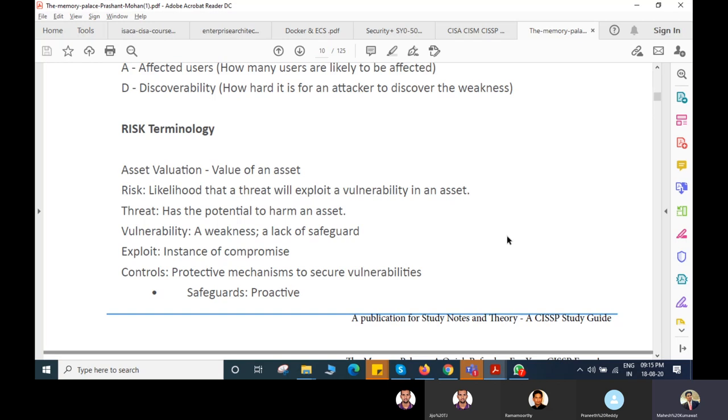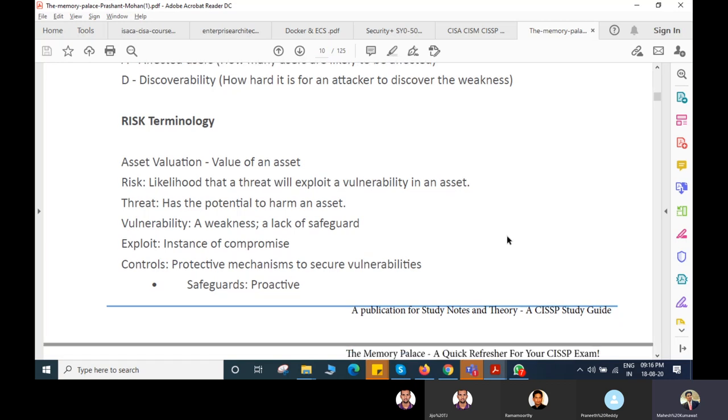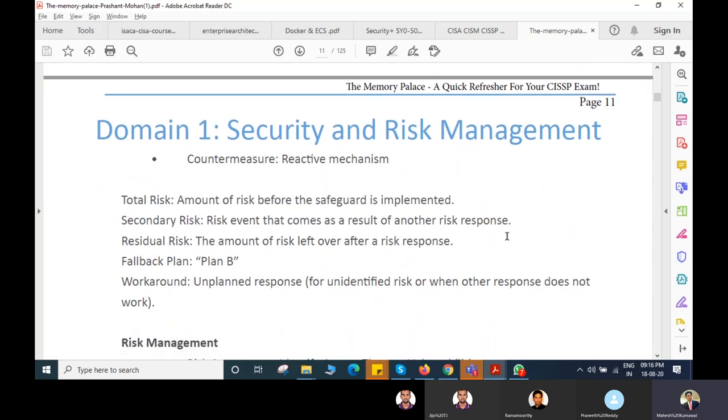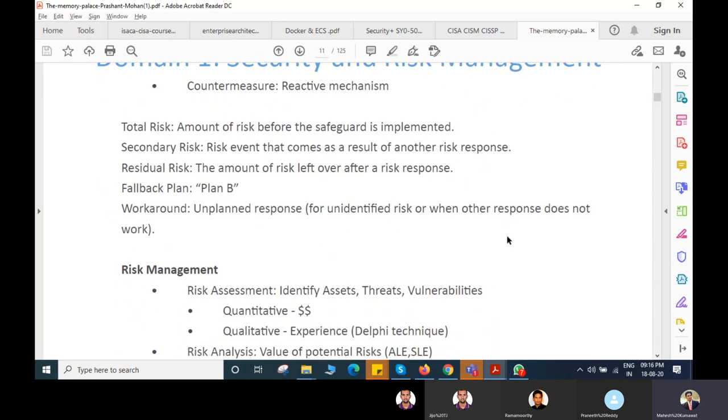An exploit is an instance of compromise. Controls are a proactive mechanism to secure vulnerabilities, a proactive safeguard, so you should proactively safeguard the information. Countermeasures are a reactive mechanism. Suppose a cybercrime happens, then you need to work on it to safeguard things.